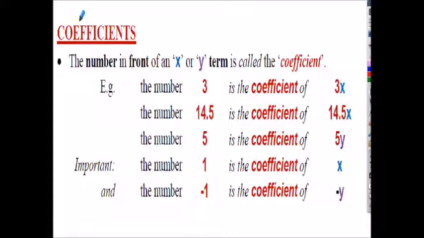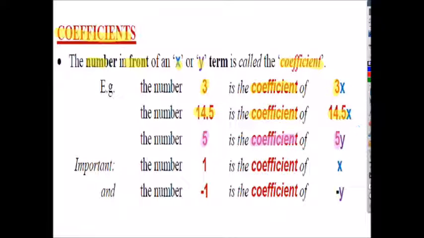Here is some terminology we need to be aware of in the solutions we're going to review. Coefficients. The number that's in front of the x or y term in the equation is called the coefficient. So for example, the number 3 is the coefficient of 3x. In other words, the 3 is multiplying the x here. The number 14.5 is the coefficient of 14.5x. The number 5 is the coefficient of 5y.